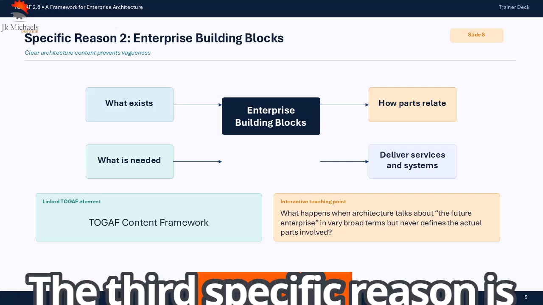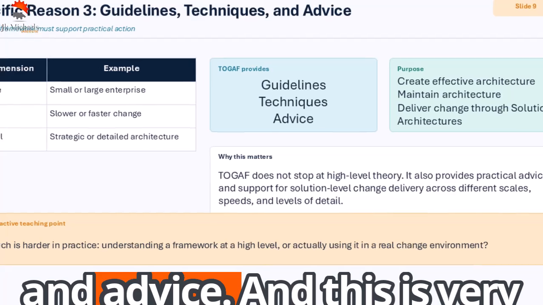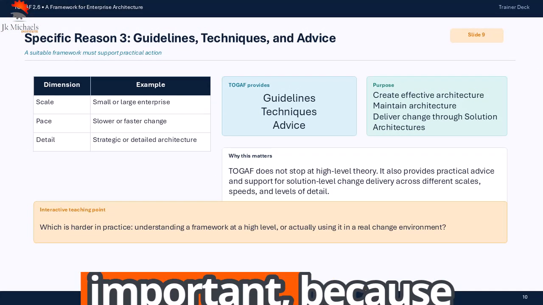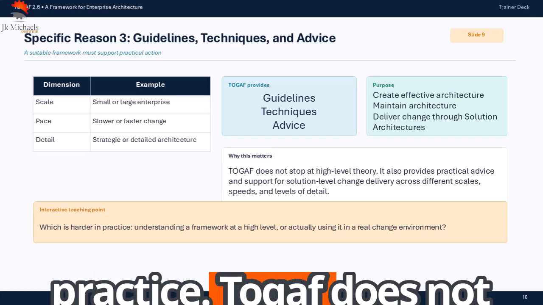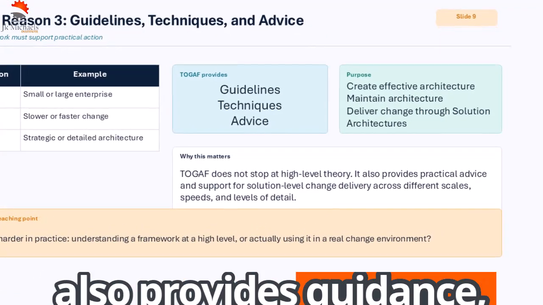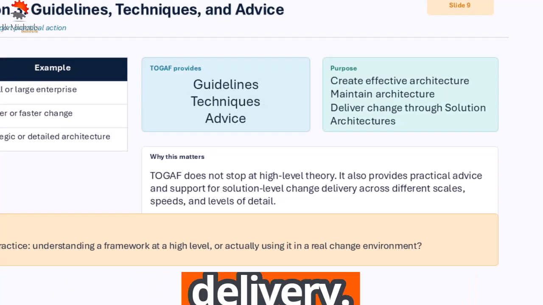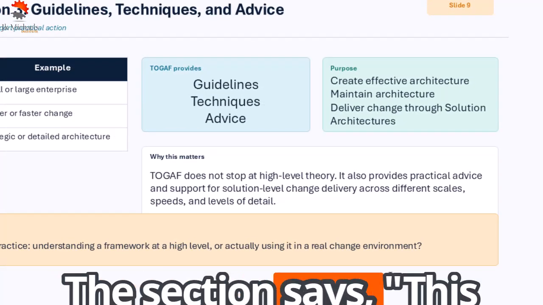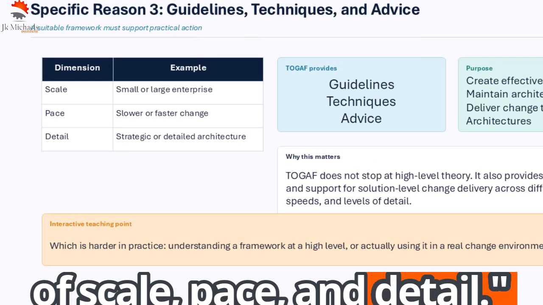The third specific reason is that TOGAF provides guidelines, techniques, and advice. And this is very important because frameworks are only useful if they help in practice. TOGAF does not stop at high-level theory. It also provides guidance, techniques, practical advice, and support for solution-level change delivery. The section says this support applies at all levels of scale, pace, and detail.